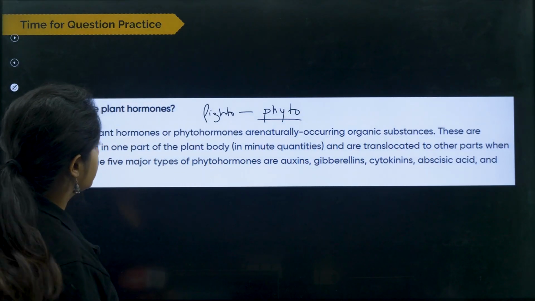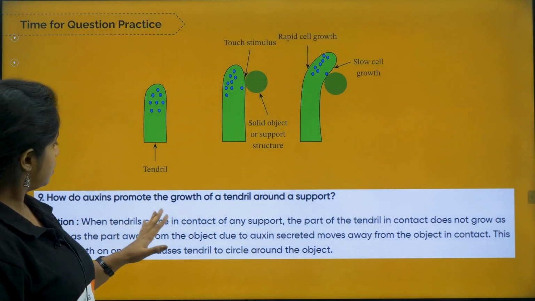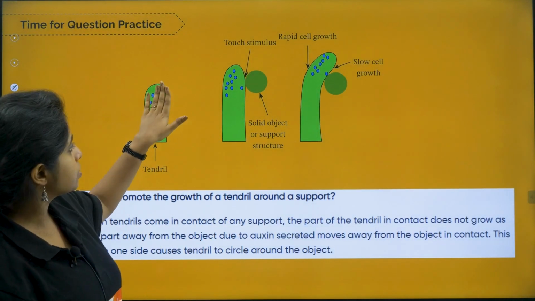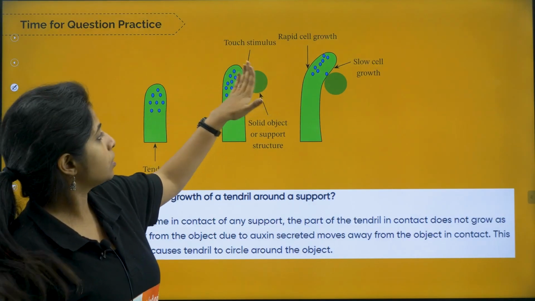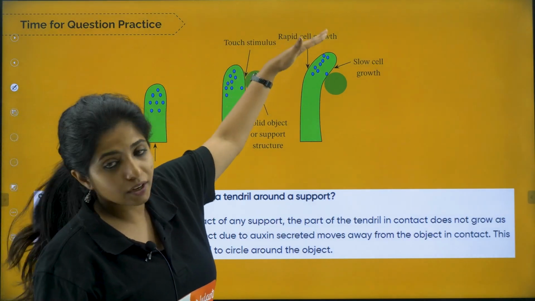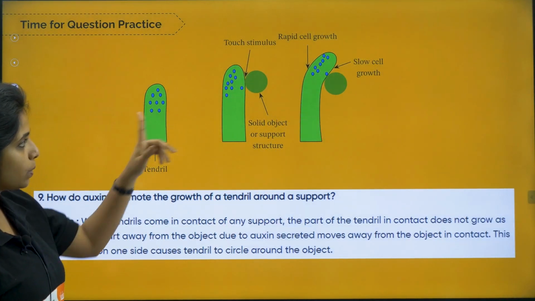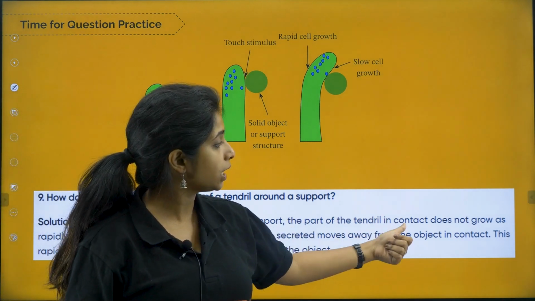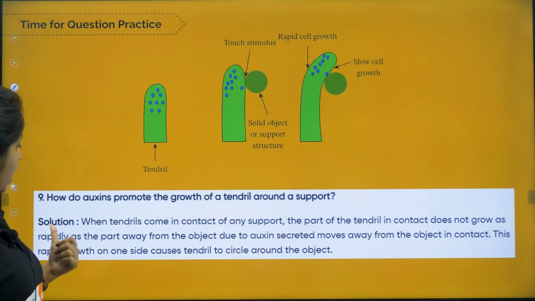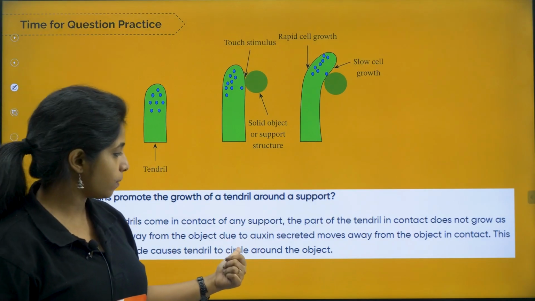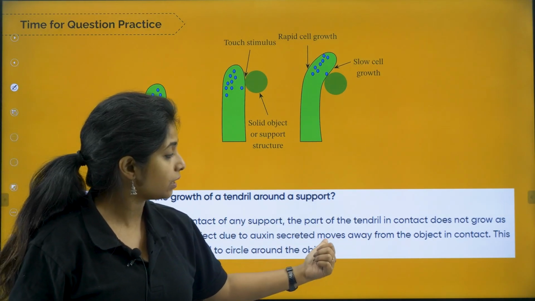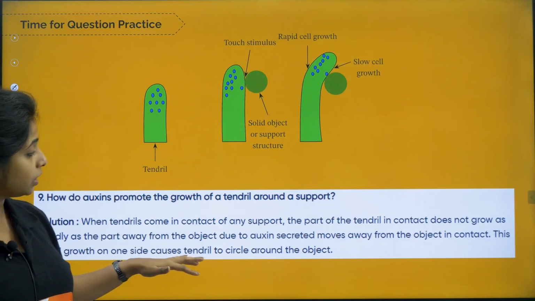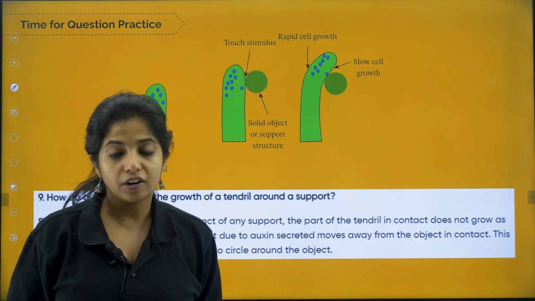Okay. Now, how do auxins promote the growth of tendril around a support? I already made and showed. This is a uniform auxin. The auxin moves towards that side, causes unequal cell elongation, which is why this happens. So when a tendril comes in contact with any support, the part of the tendril in contact does not grow as rapidly as the part away from the object, due to auxin secreted moving away from the object in contact. This rapid growth on one side causes the tendril to encircle around the object.